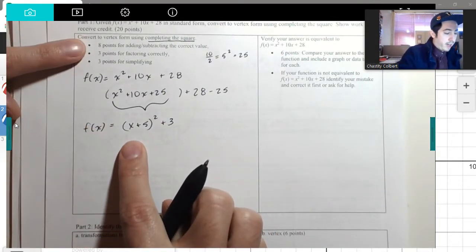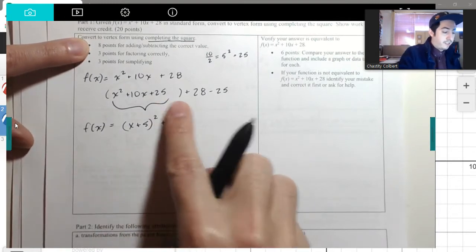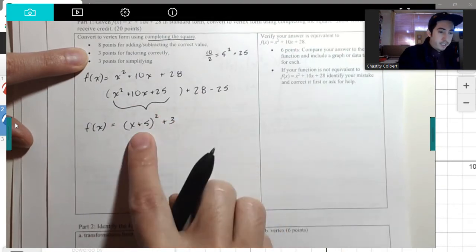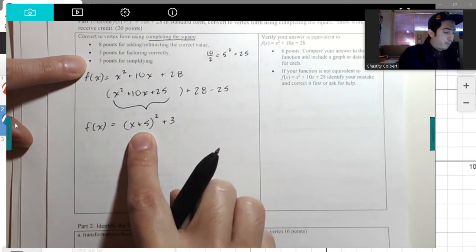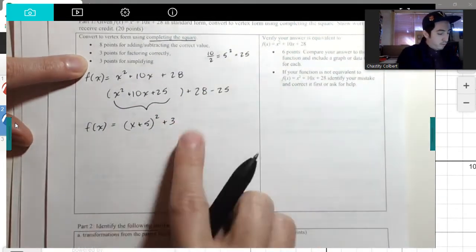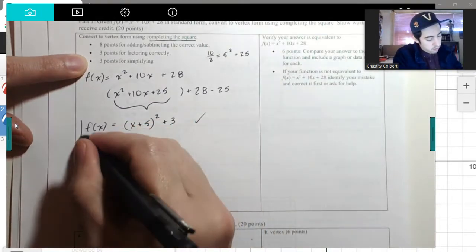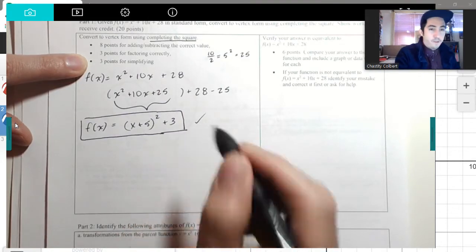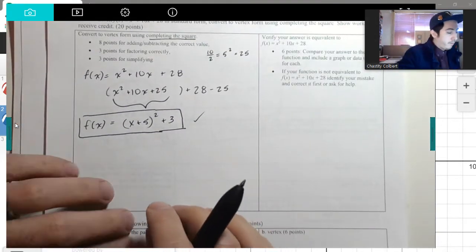So it's 8 points for adding and subtracting the correct values. That's what we did here. We add, subtract. 3 points for factoring completely. Yes, you factor completely. It's x plus 5 squared. 3 points for simplifying. That's it. That's the answer. We graphed it, and we know that's the answer. We're very positive that is 100% correct.